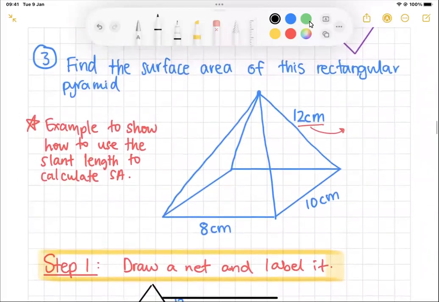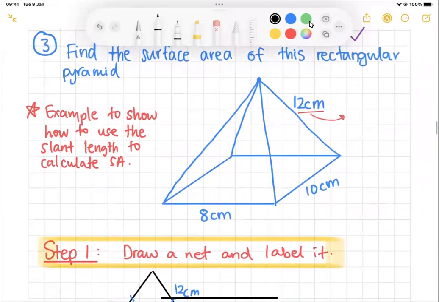Our third example is: find the surface area of this rectangular pyramid. This example will show how to use the slant height. This is our slant height or slant length. Our slant length in this particular question is 12 centimeters.